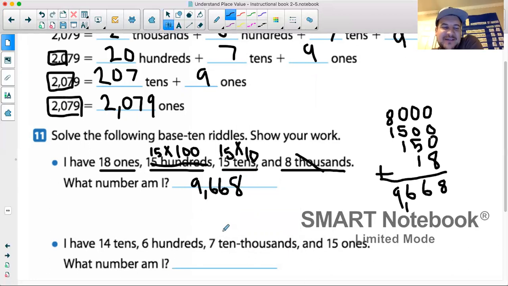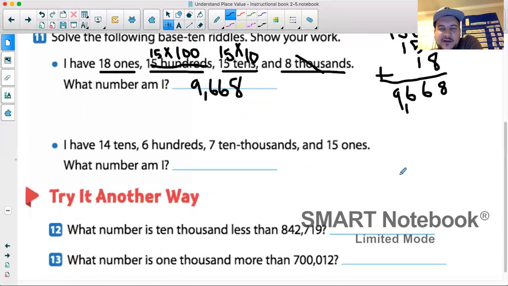I have 14 tens, same thing as before. I have 14 tens, I have 600s, I have 7,000s, and 15 ones. I'm going to stack them, 7,000. That's my biggest place value. Oh, 7 10,000s. I'm sorry. Try that again. So that would be 70,000s. Cross it out. I have 600s. I have 14 tens. That's the same thing as 14 times 10, which equals 140.